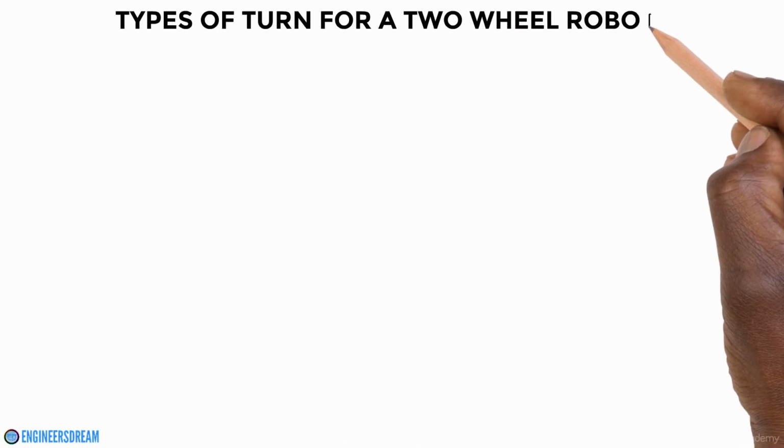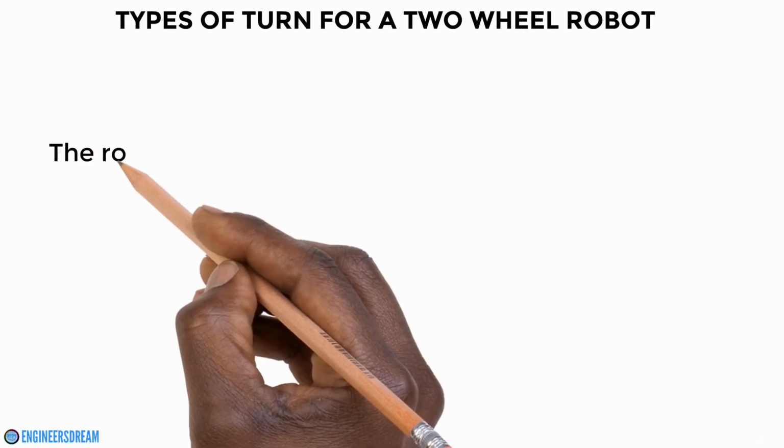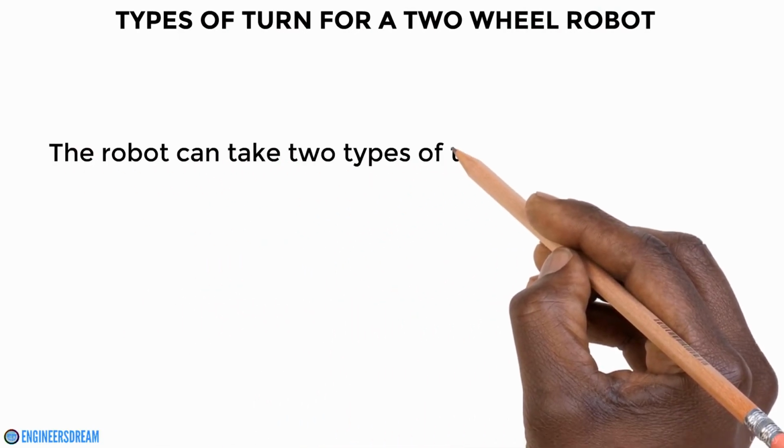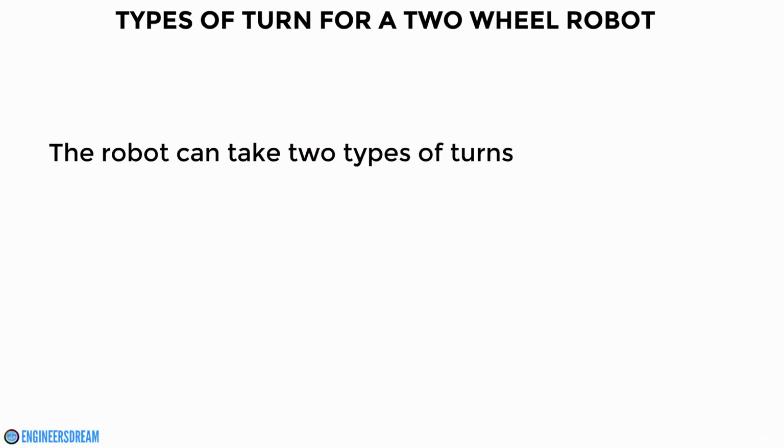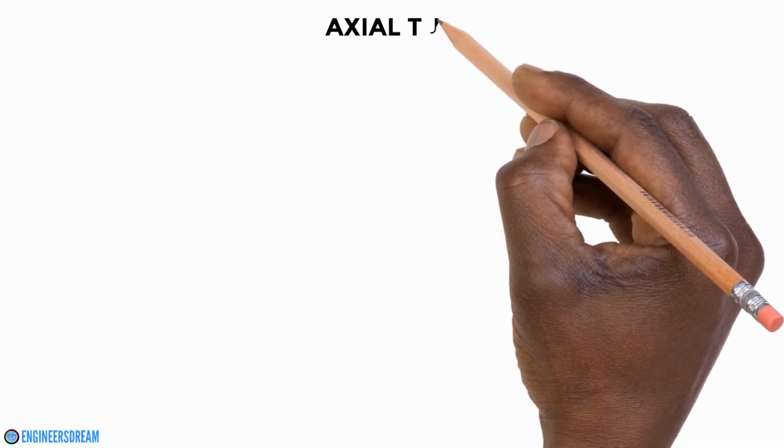In this video, I'll explain the different types of turns that a robot can take. Since this is a two-wheel robot, there are two types of turns it can take, called axial turns and radial turns. So first, we will talk about what an axial turn is.